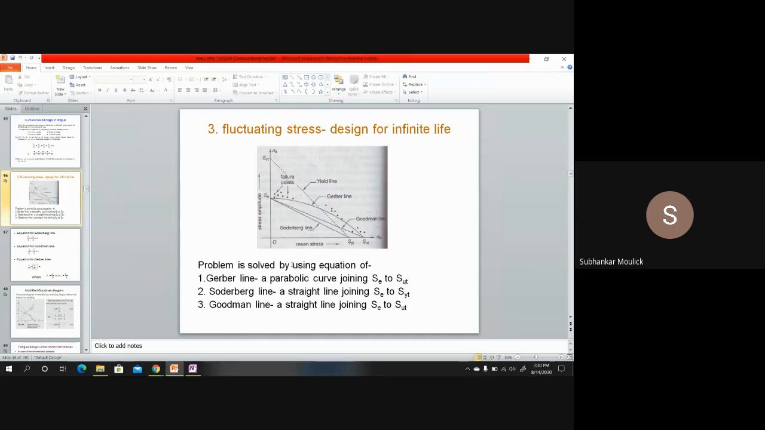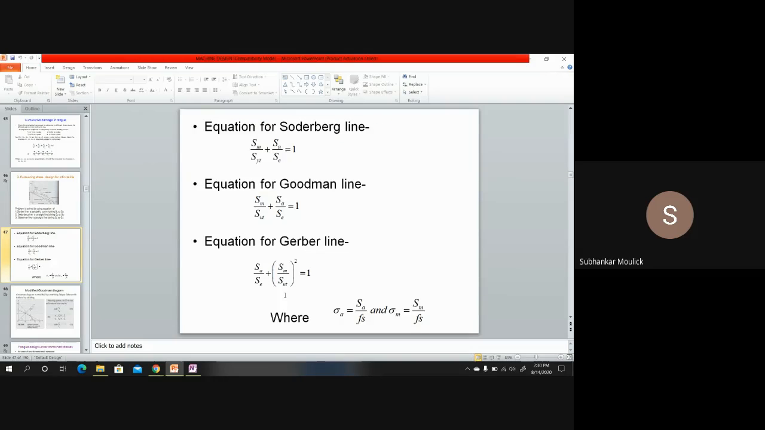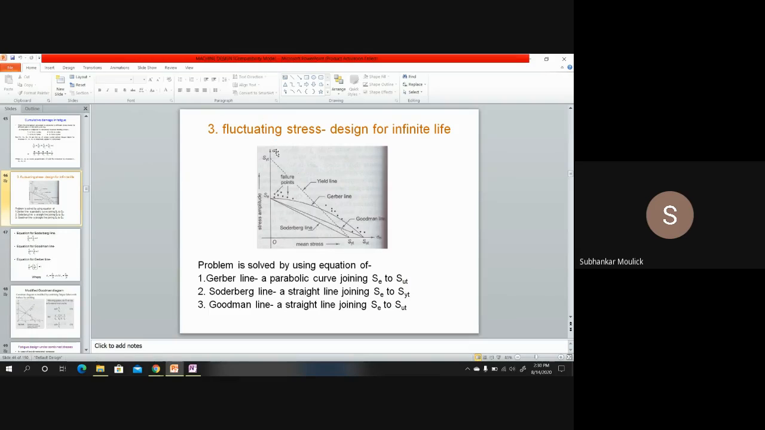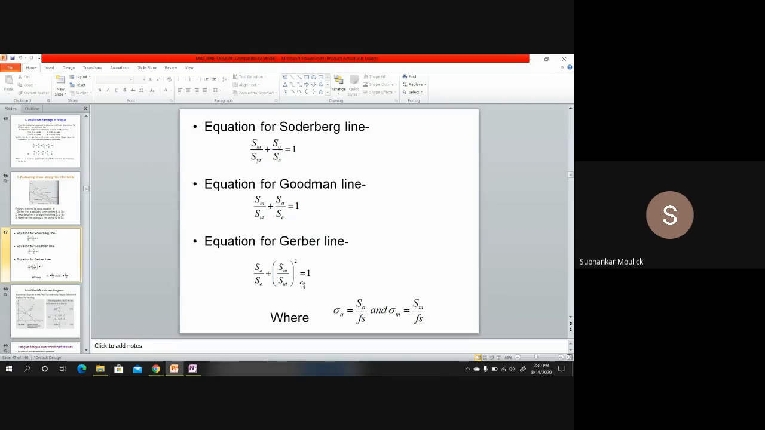Similarly, if you want to write the equation of Goodman line, x-axis sigma m divided by intercept on x-axis, that is SUT, plus y-axis, that is sigma a divided by your intercept on y-axis, that is SE, that will be equal to 1. And for Gerber line, it has to follow the equation of parabola, that is sigma m upon SUT whole square plus sigma a by SE is equal to 1.